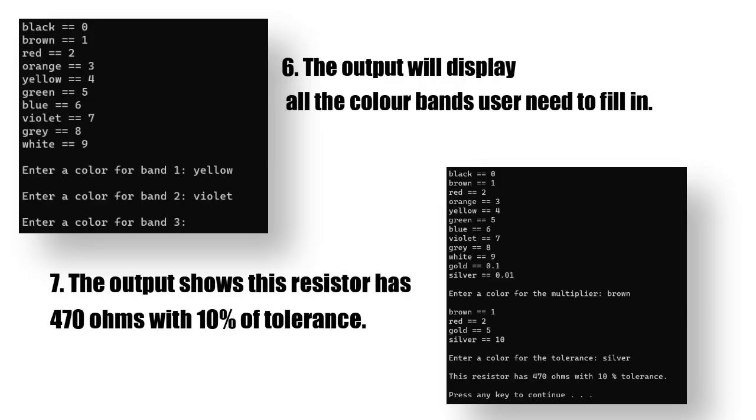The output will display all the color bands the user needs to fill in. The output shows the resistor has 470 ohms with 10% tolerance.